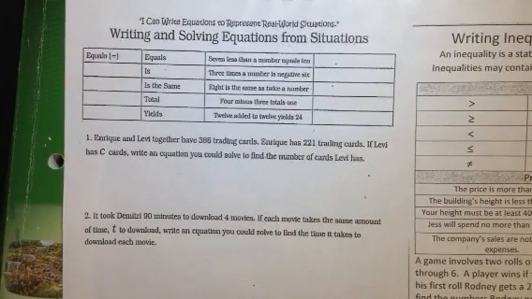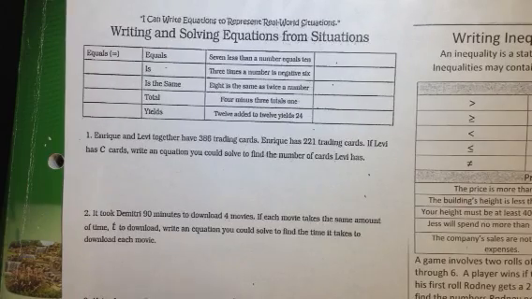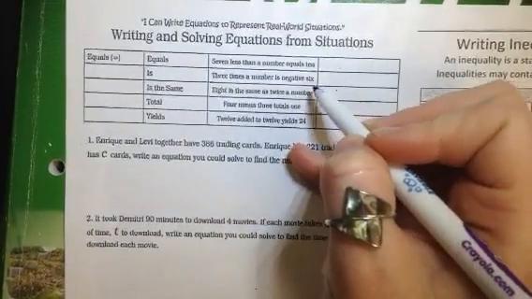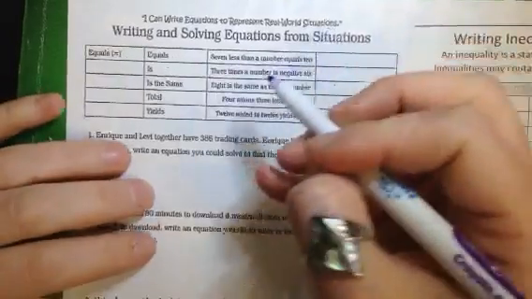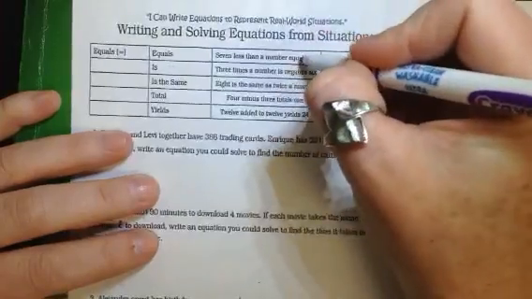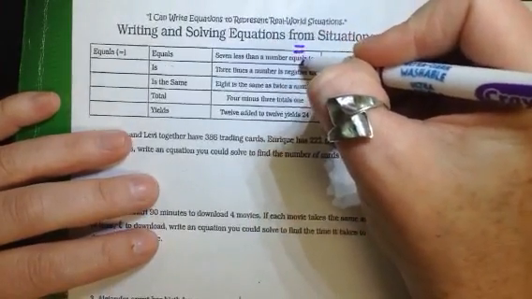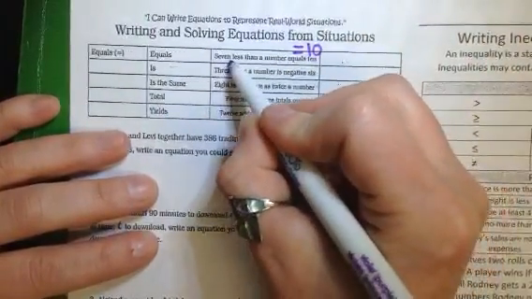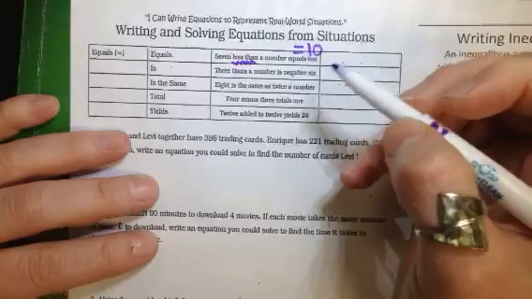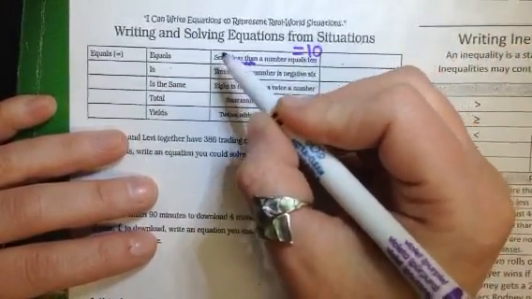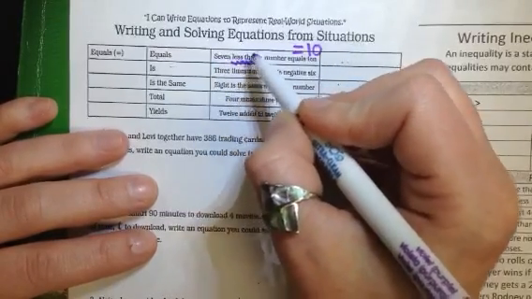I can write equations to represent real-world situations, writing and solving equations from situations. So it's giving me a phrase here, and it wants me to write it as an equation. It says 7 less than a number equals 10. So above the word where they said equals, I'd put my equals, and I'd write my 10. Now underline where it says less than, because they're not talking about the symbol, or it would say is less than, but they want to get 7 less than a number.